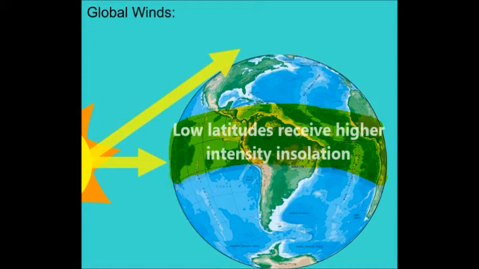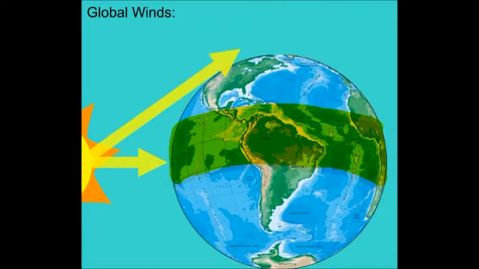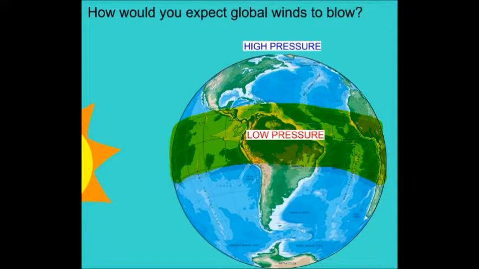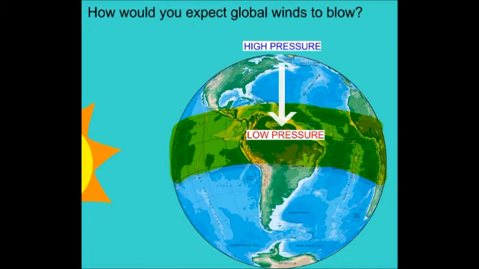We've learned previously that the low latitudes near the equator receive more high-intensity insolation from the sun than the high latitudes towards the North Pole and the South Pole. Because of that, the air pressure above the low latitudes is low pressure, and the air pressure above the high latitudes is high pressure. So we would generally expect wind to blow from the higher pressure near the poles toward the lower pressure near the equator. But it's a little bit more complicated than that.